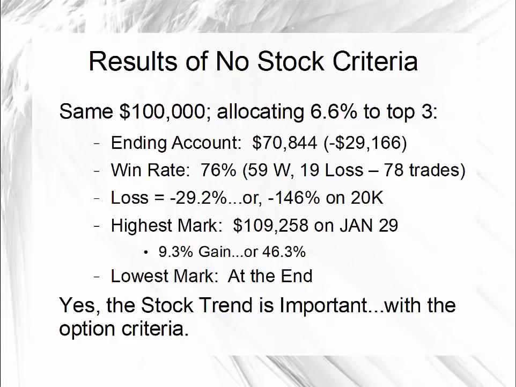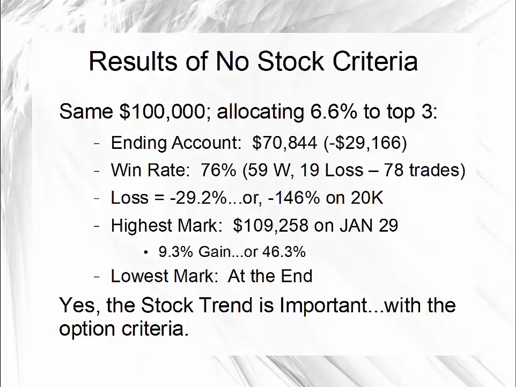At the end, same allocation, same time frame, looking at spread positions that had the 85% probability with no stock criteria, the ending amount was $70,844, a loss of $29,166. The success rate was 76%. That is not going to cut it when you're looking for that ratio of going at 85% or higher.